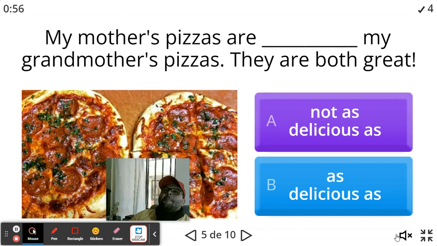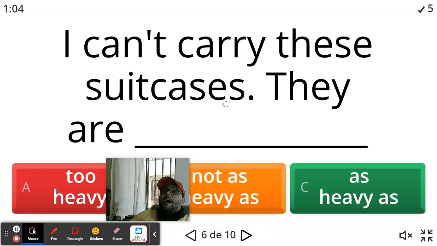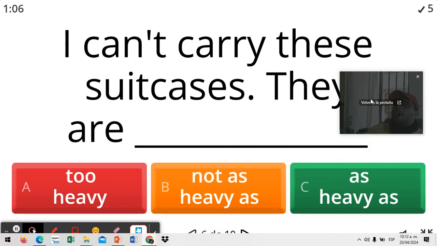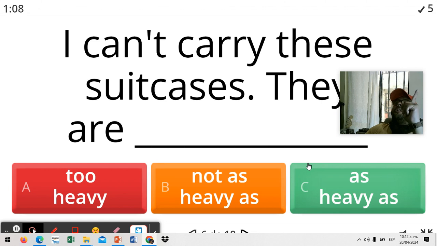Okay, now, my mother's pizzas are, so they are both great. Look at the context at the end of the sentence. So, as delicious as, right? Now, I can carry these suitcases. How many elements do we have in this comparative? Only one, because we're talking about the suitcases. They refer to the suitcases. So, as this form does not fit here because we don't have two elements. We are only talking about one element, which in this case is the plural form of suitcase.